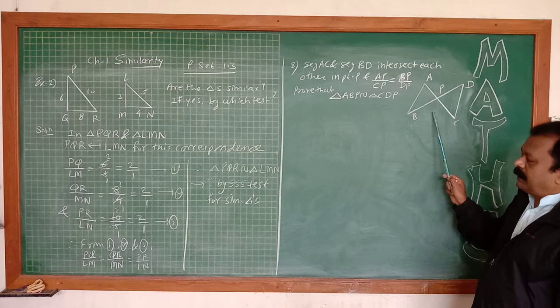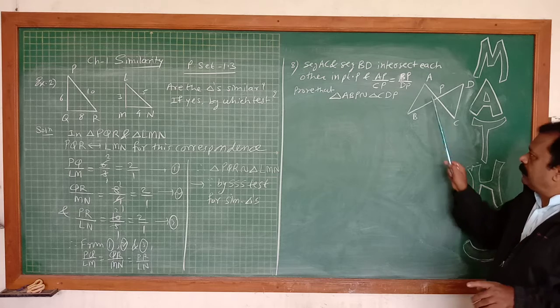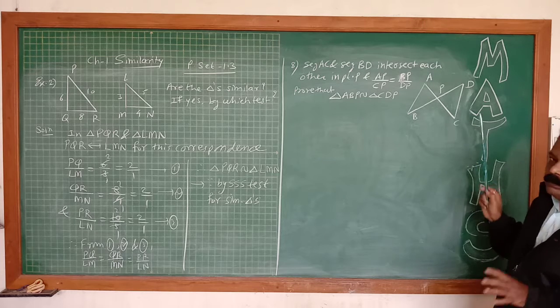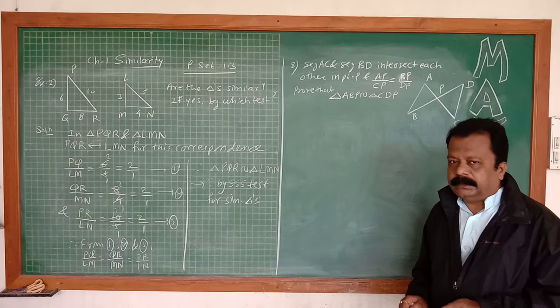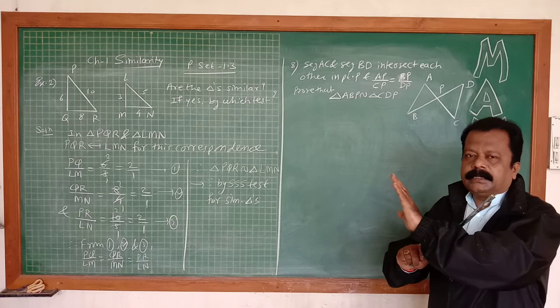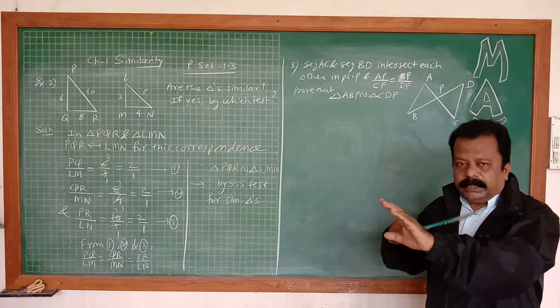These are the vertical angles. This is also a pair of vertical angles. Both are congruent. This angle and this angle both are congruent. This angle and this angle both are congruent. Try to understand this first. If you know this property, it is in the line standard.